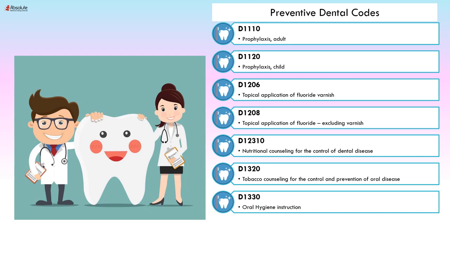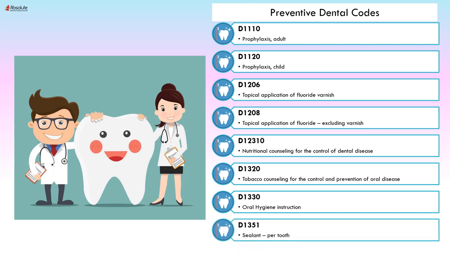And then we have D1330 for oral hygiene instruction. This may include instruction for home care. Examples include toothbrushing technique, flossing, use of special oral hygiene aids. And finally, we have code D1351. This is the code for sealant, and this is coded per tooth. All right. Okay, so have this list with you and you should be good to go. I think we're getting ready to start looking up codes and start practicing dental coding.